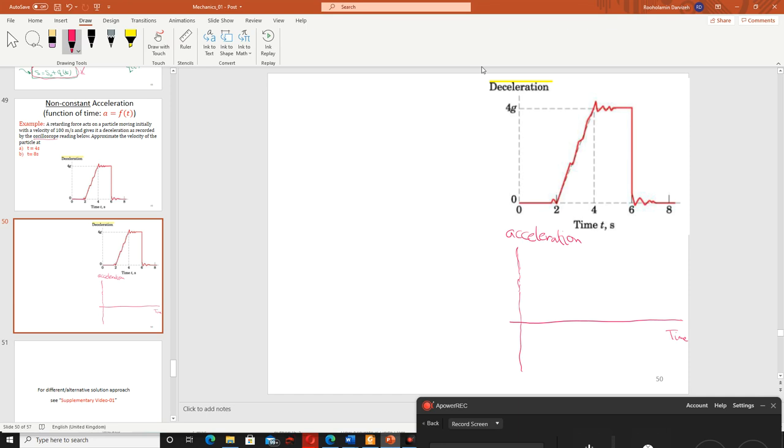Okay, the deceleration, what does it mean? You know better than me that deceleration is the antonym or opposite of acceleration. It means if I multiply that deceleration curve by minus one, I can plot the acceleration curve.